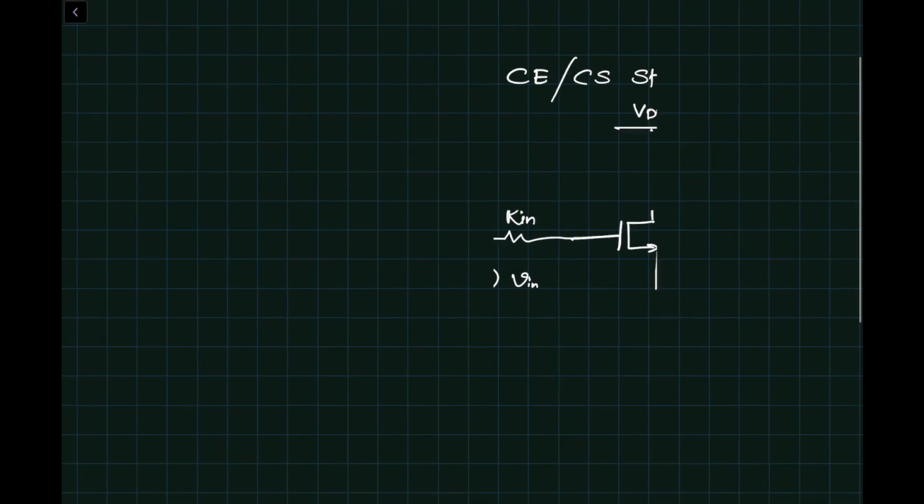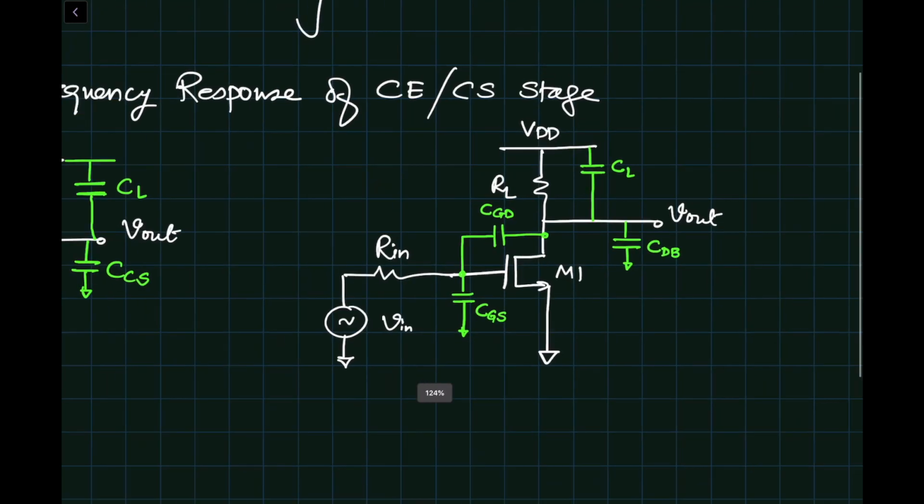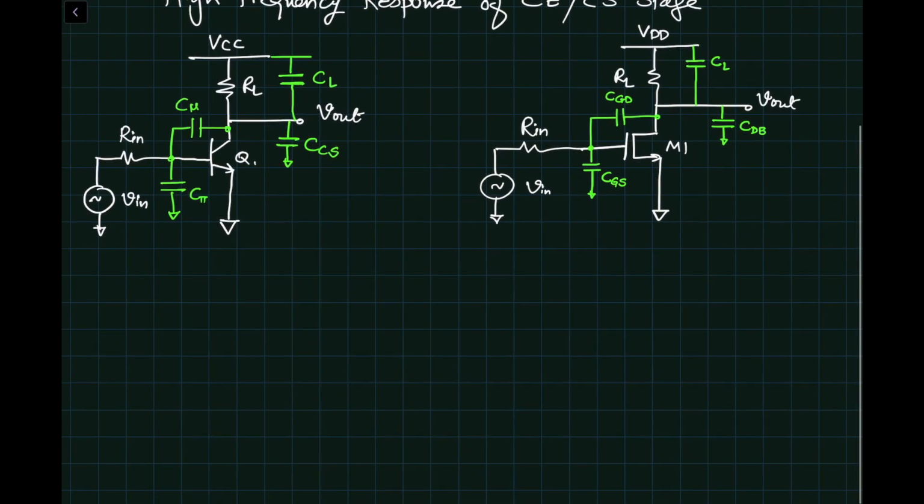Similarly, for the MOSFET stage, we have CGD, the gate to drain capacitance, which is an overlap capacitance when the MOSFET is in saturation. We have CGS for the saturated MOSFET, and CDB, the drain to bulk capacitance, and then we have CL, which is the load capacitance, or the capacitance representing loading from the next stage. So let's analyze both circuits together, one at a time, and then draw parallels from it.